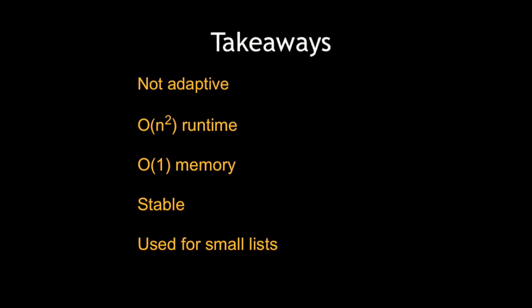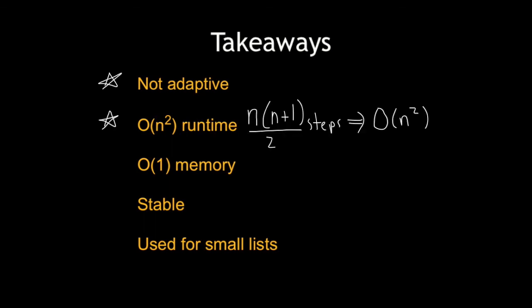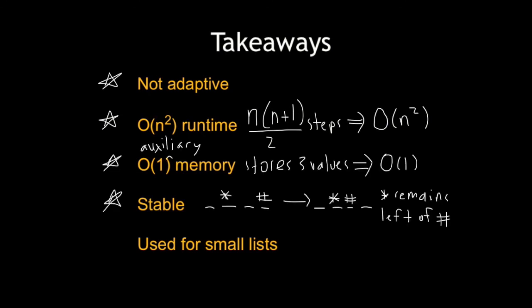Here are the takeaways from this video. First, selection sort is not adaptive. It performs the same on lists of equal size. It runs at O of n squared, quadratic runtime. It uses O of 1, or constant, memory. It's stable, i.e. it maintains relative order of elements. And in practice, it is best on lists of smaller size.